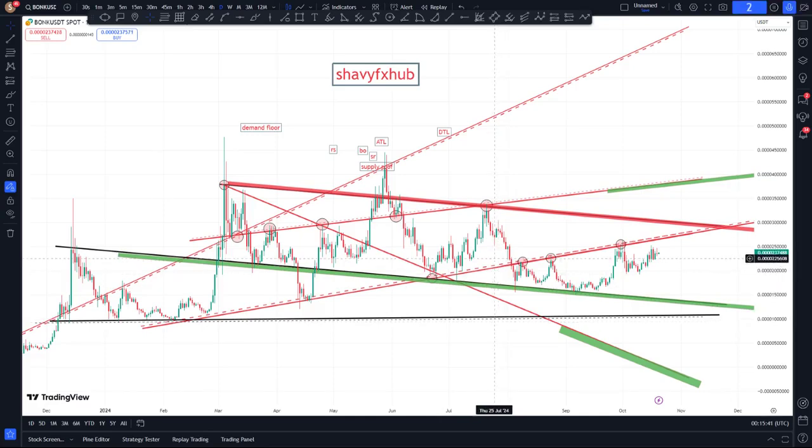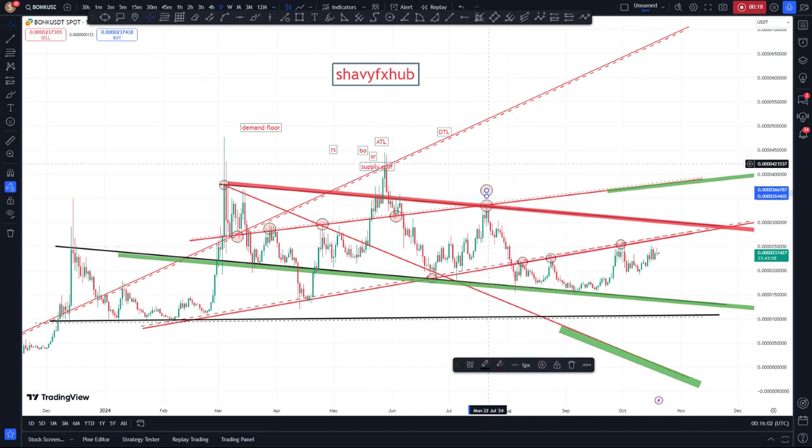A quick dive into the BONK/USDT structure. Looking at it, we want to figure out where is the demand and where is the supply, and key to it, we need to find out where is the demand, where is the supply.